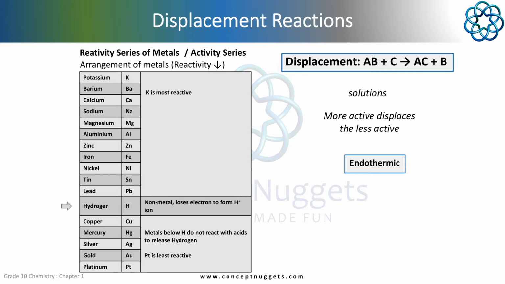Hydrogen is a nonmetal, but can lose an electron to form H+ ions, similar to the behavior exhibited by other metals. Metals lower in reactivity than hydrogen are copper, followed by mercury, silver, gold, and platinum.